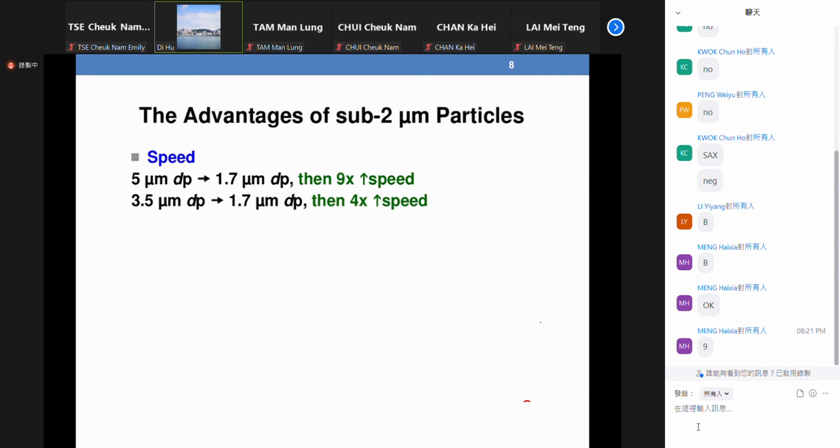So I say the speed. When the particle diameter drops from 5 to 1.7, that is almost dropped by about 3 times, right? So 9 times speed, what do I mean? It means, how about I do it this way? I say if we keep the resolution the same.